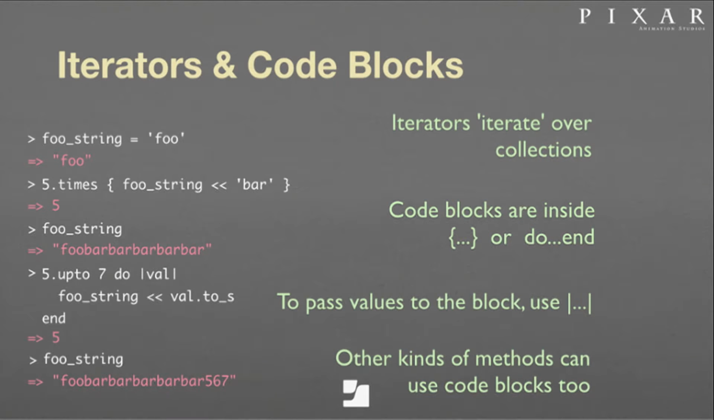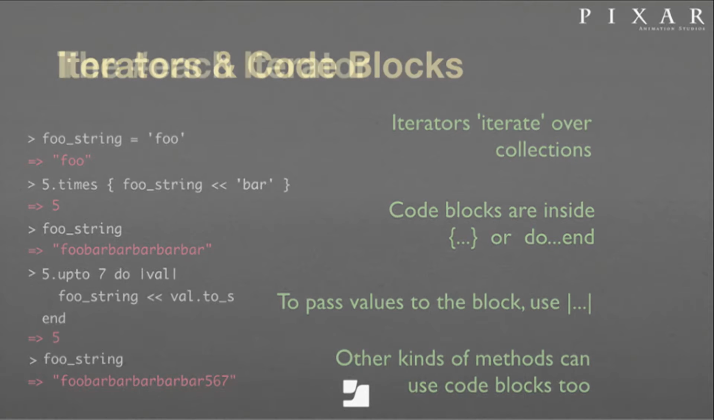What I'm doing here is I'm taking the value, which is an integer, first 5, then 6, then 7, converting it into a string using to_s, and then appending that string to the end of my variable. And at the end, you see we've got 5, 6, and 7 appended to the end. So there's an example of iterators and code blocks broken down into very simple ones.